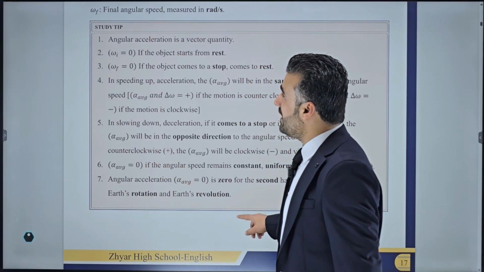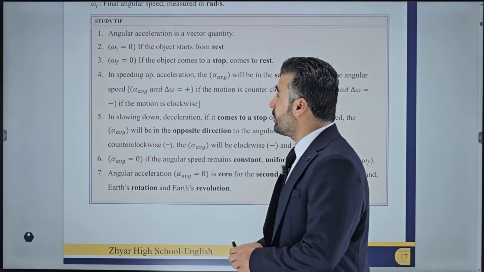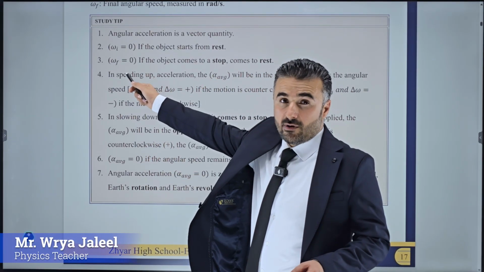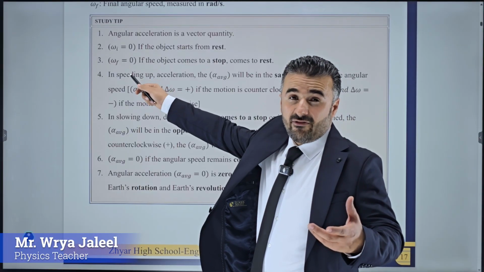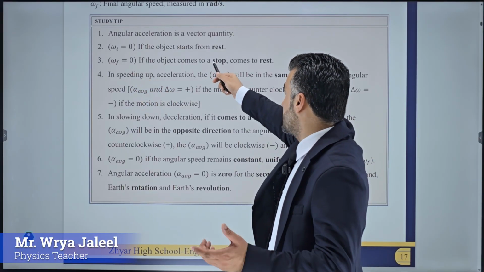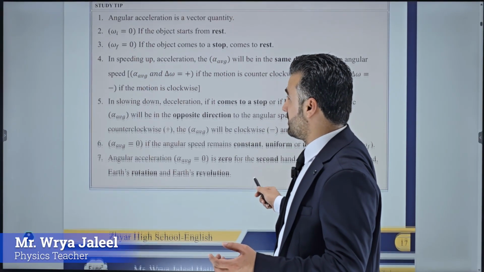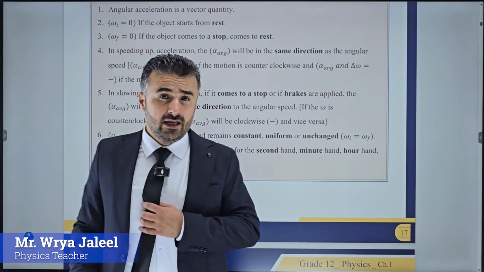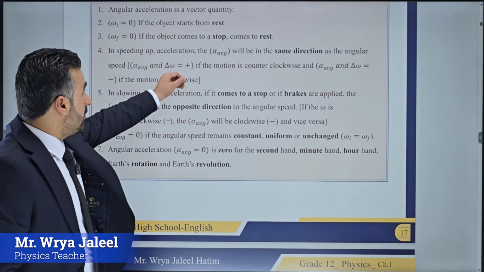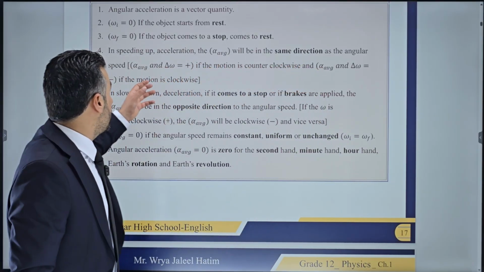The second point says omega initial is 0 if the object starts from rest. Omega final will be 0 if the object comes to a stop or comes to rest. We also said that during speeding up, acceleration will be in the same direction as the angular speed.